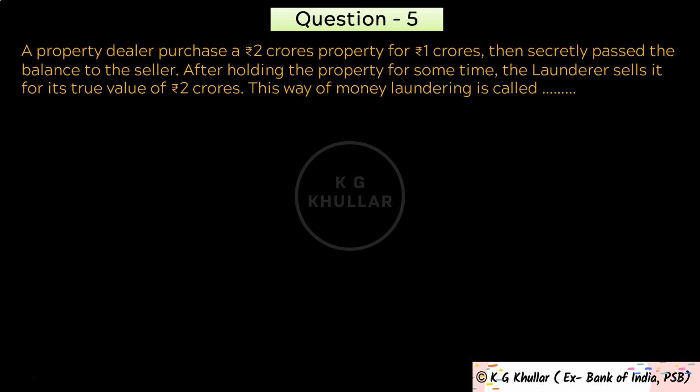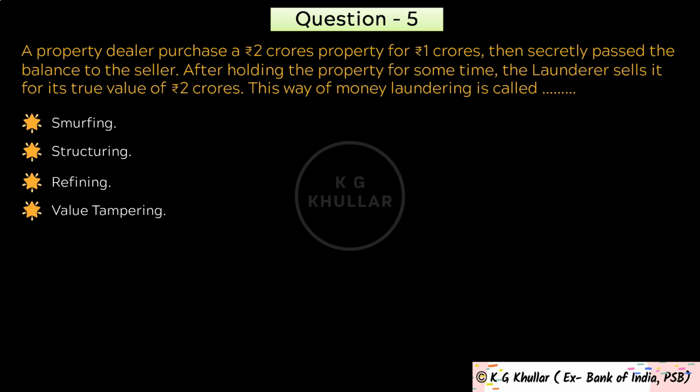Next question is, a property dealer purchases rupees 2 crores property for rupees 1 crores and then secretly passes the balance to the seller. After holding the property for some time, the launderer sells it at its true value of rupees 2 crores. This way of money laundering is called, and these options are given to you. Now friends, this type of money laundering where property is first bought at a very low price and then held for some time, after which again sold at market rate, is basically value tampering. So the correct option for the given question is option D.